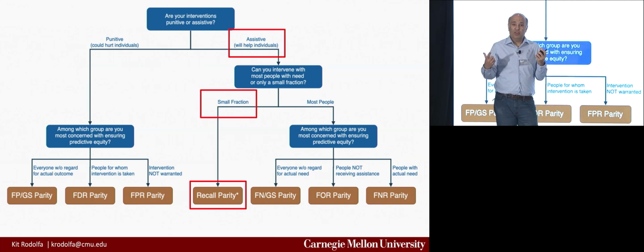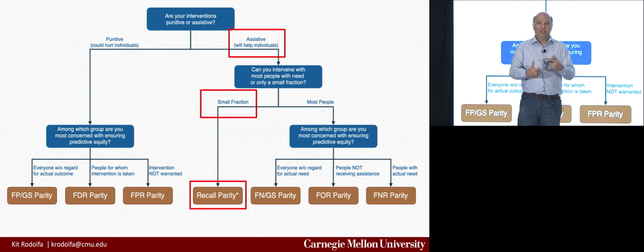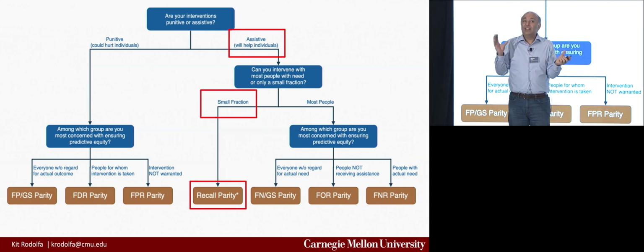Vice versa, if I'm trying to preemptively deny you bail, all sorts of horrible predictive policing type things, a disproportionate false positive is much, much, much worse for you. In many applications, actually, it's unclear.